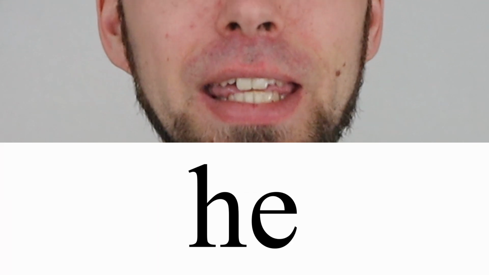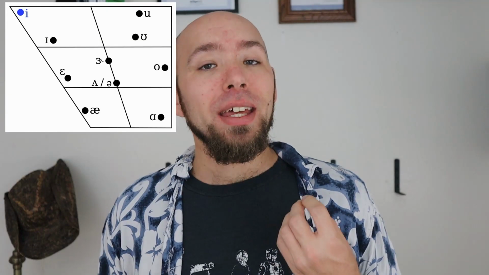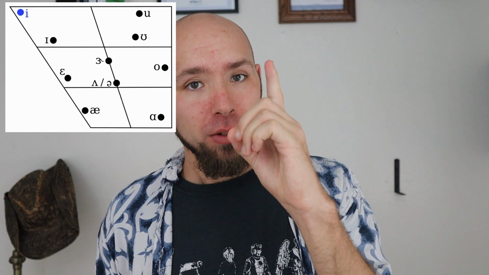W, air, d, or as a glottal stop. Whered, whered. Next word, he. So we have the H sound and we have the E sound. Now that E vowel, that's the first vowel sound on the vowel chart.